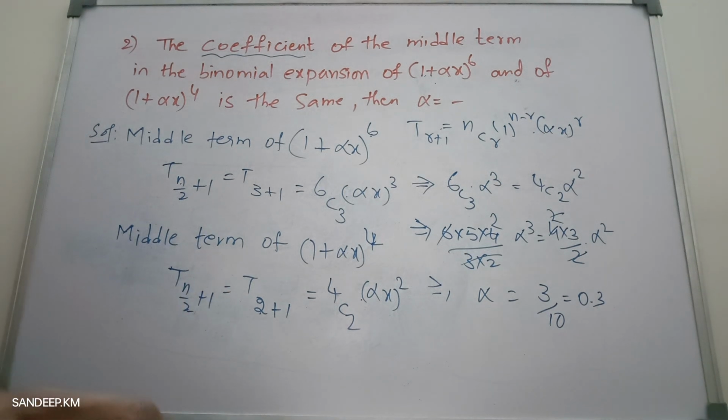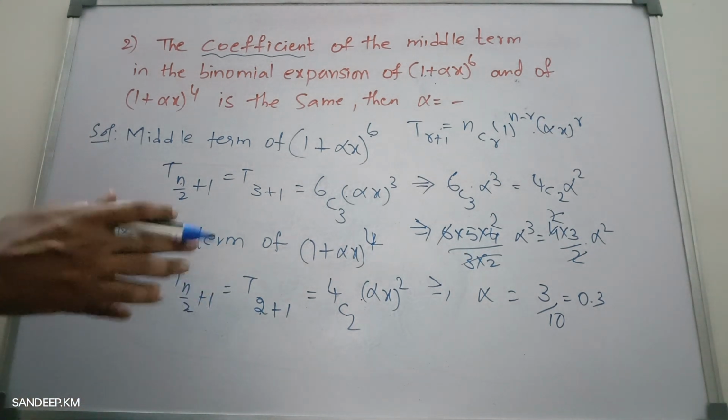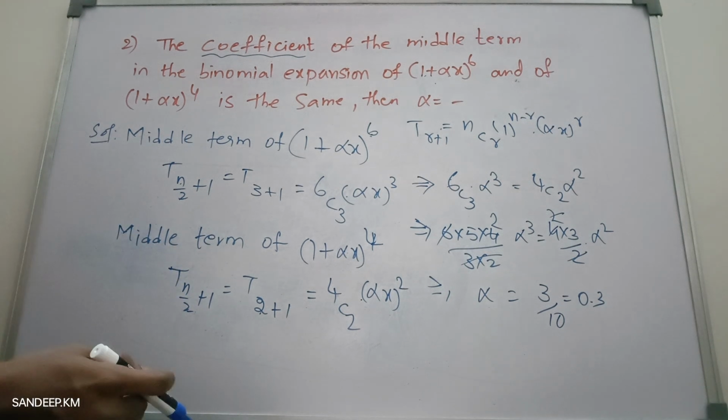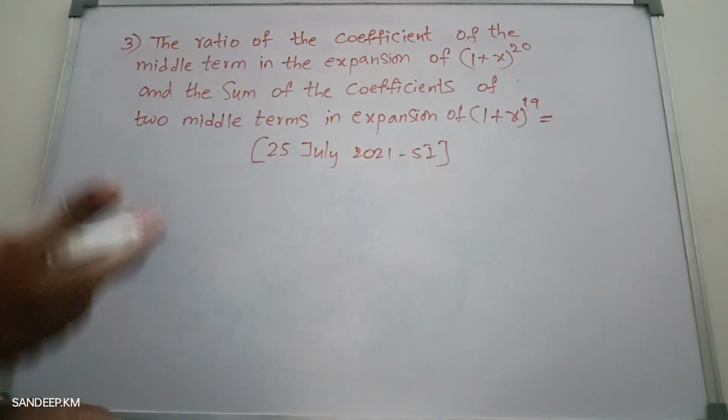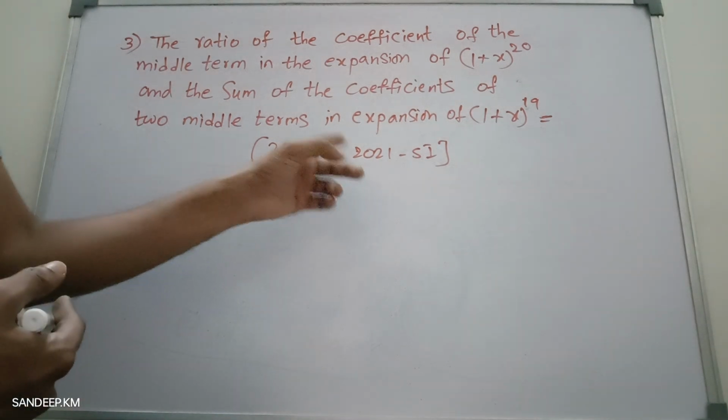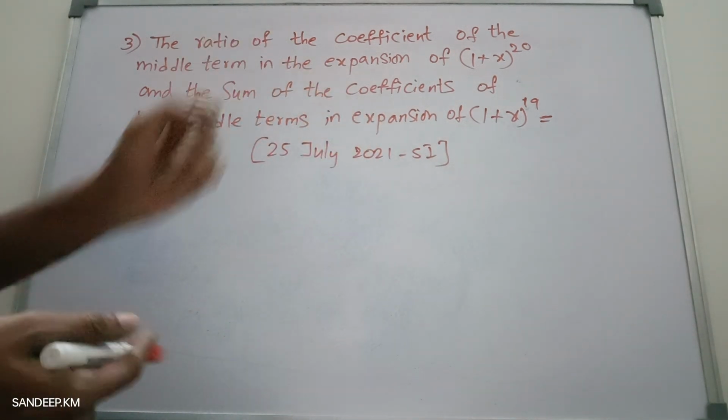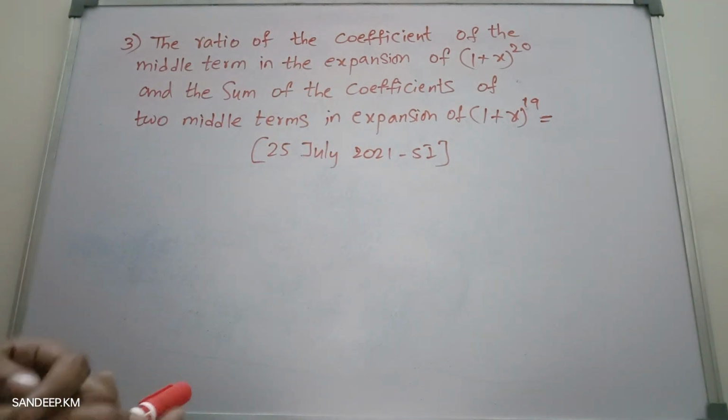I hope the question is easy, right? We'll go for the next question. And the next question is given in the previous mains paper. Let us see that. So here is our previous JEE Mains 2021 paper. There is a question given there. So it's a very easy question.